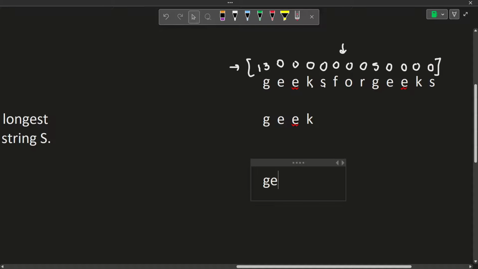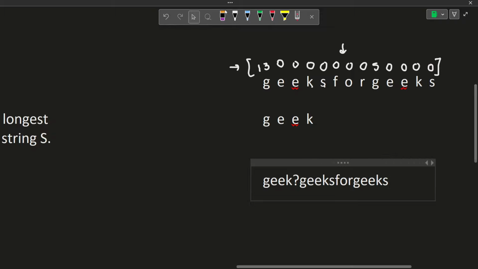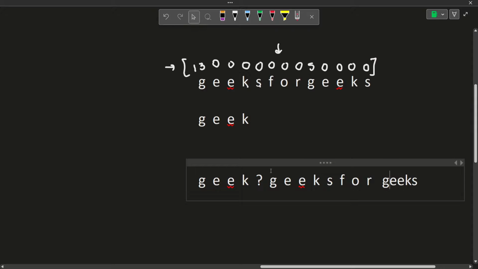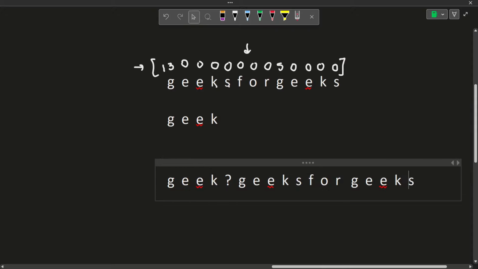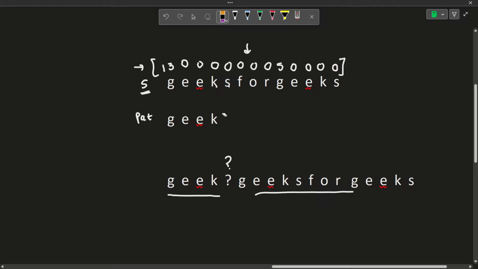So let me write my original string, the pattern which I want to search, then I put any character in between, and then I write the original string again. There are a couple of things you need to take care of here, but let me just introduce some spaces before. Now, this is the pattern that we wanted to search. This is the original string S. We have written the pattern itself, then a question mark, and then the string itself. Right.